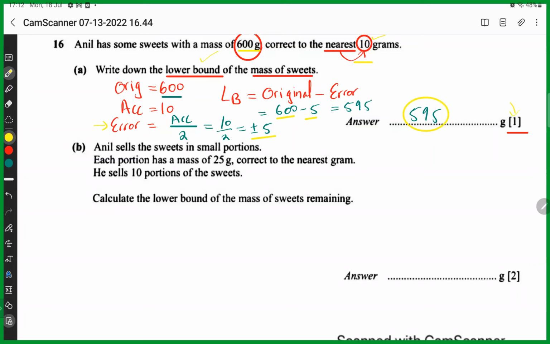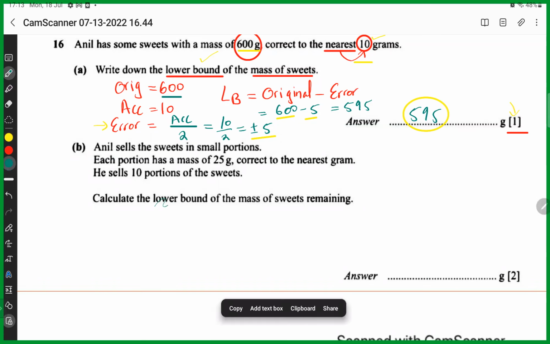Okay. All right. Let's talk about the second part, the more important or the complicated part. Now it says, Anil sells the sweets in small portions. Each portion has a mass of 25 grams, correct to the nearest gram. He sells 10 portions of the sweets. Calculate the lower bound of the mass of sweets remaining. Okay, we need to understand the scenario. This is not a straightforward question. Just like the previous past paper question, when we had to find out speed, that was not straightforward. So again, the idea is the same.